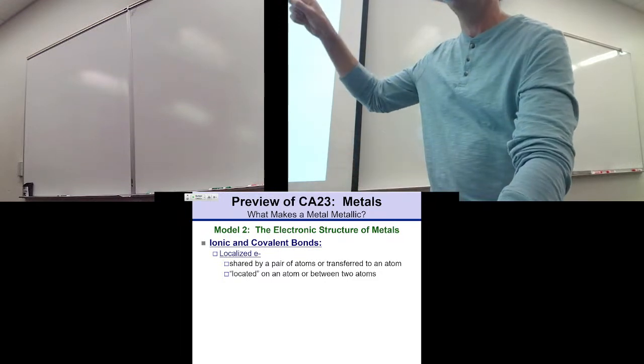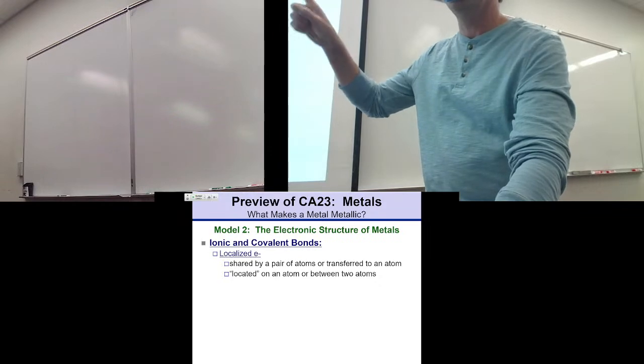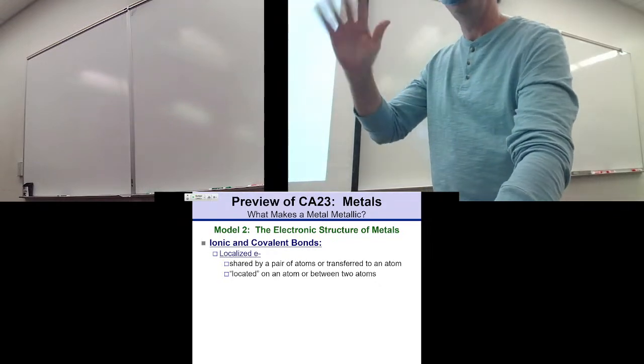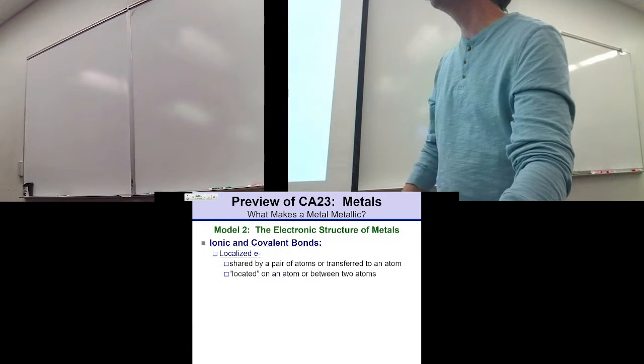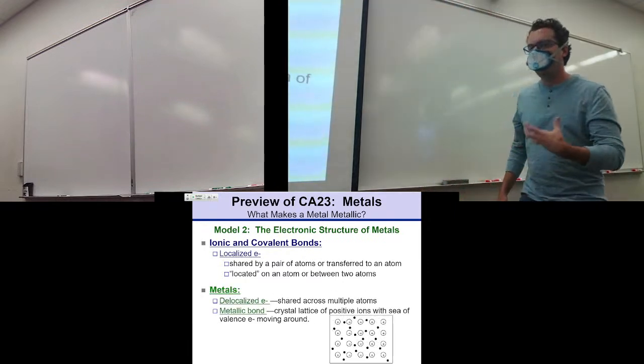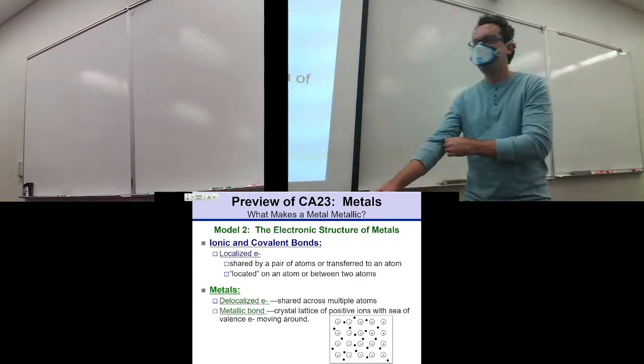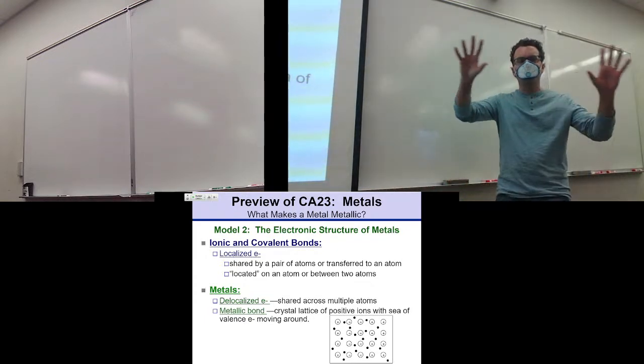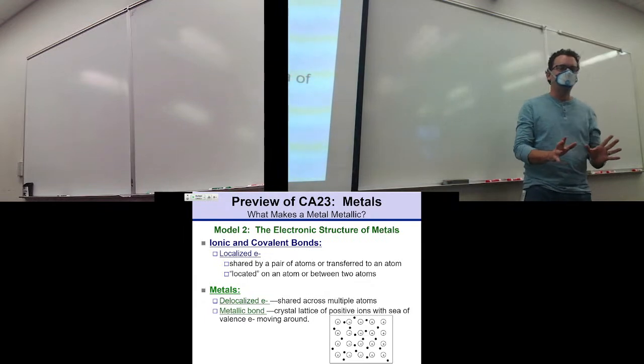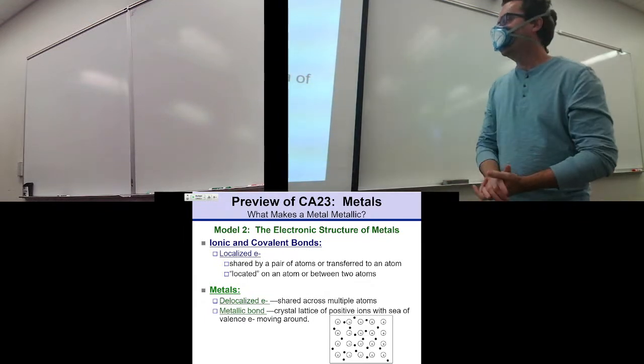Now there is a version of covalent bonding where it's delocalized. We saw that in 221, pi bonds and stuff, but we're going to ignore that for a second. But in metals, it's a very, very different kind of bonding. So the electrons are delocalized, meaning the electrons are free to move around wherever they want in the metal substance.